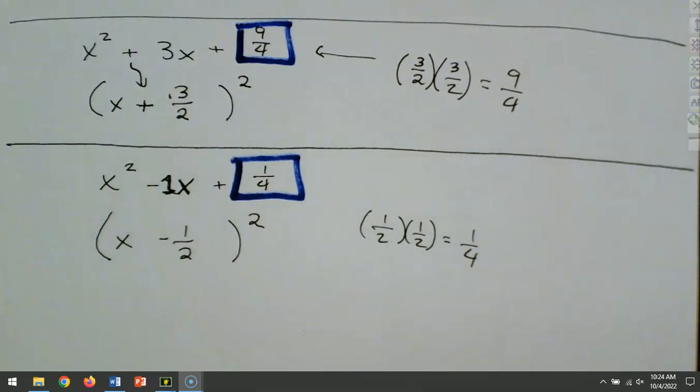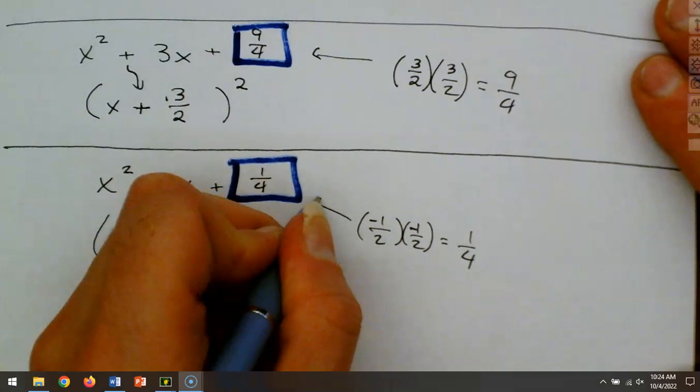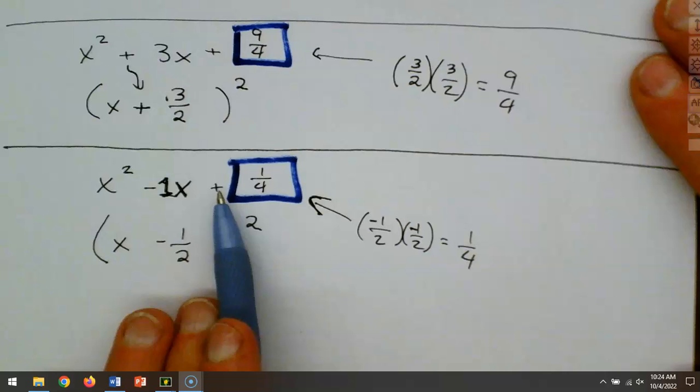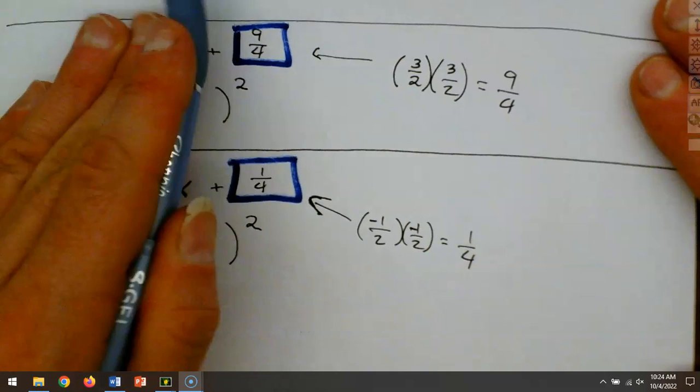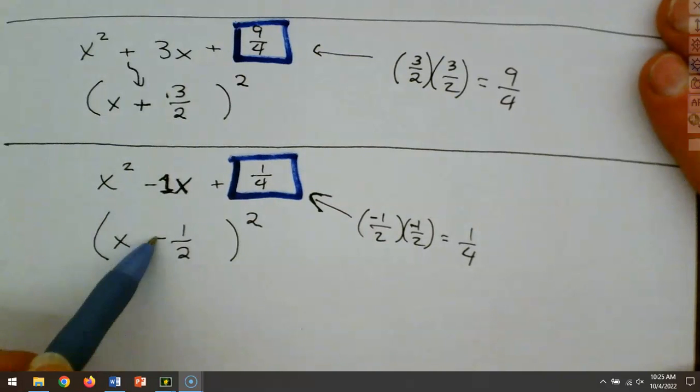Now, why is it always positive? Because these, again, are negative. And what happens when you have a negative times another negative? Makes it positive. So the ends are always going to be positive. Whatever sign is here comes down with it.